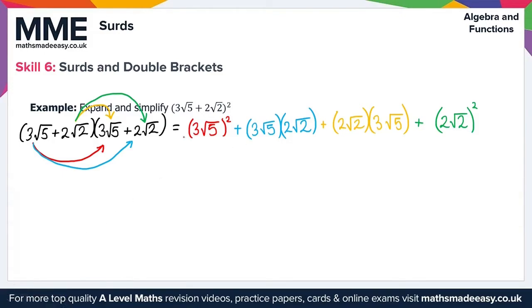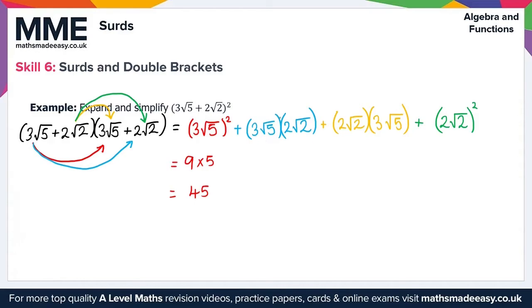So here first, 3 root 5 all squared. That's going to be 9 times 5 here. So 9 times 5, that's going to give us 45 there. Okay, so we move on now to this blue part here of 3 root 5 times 2 root 2.